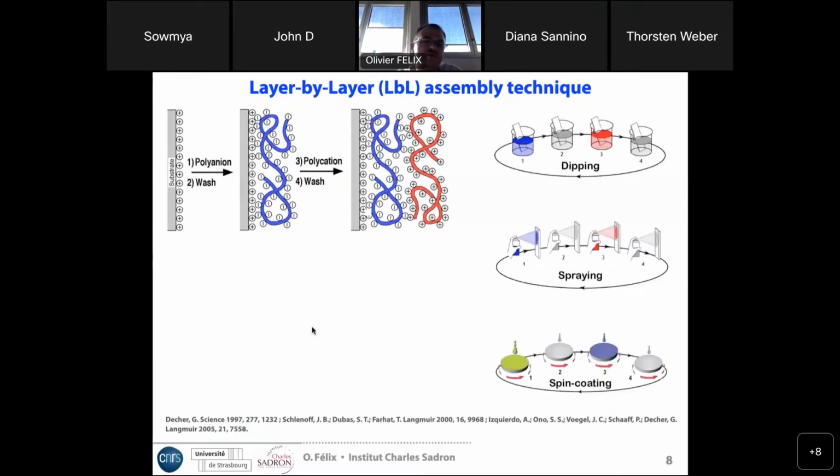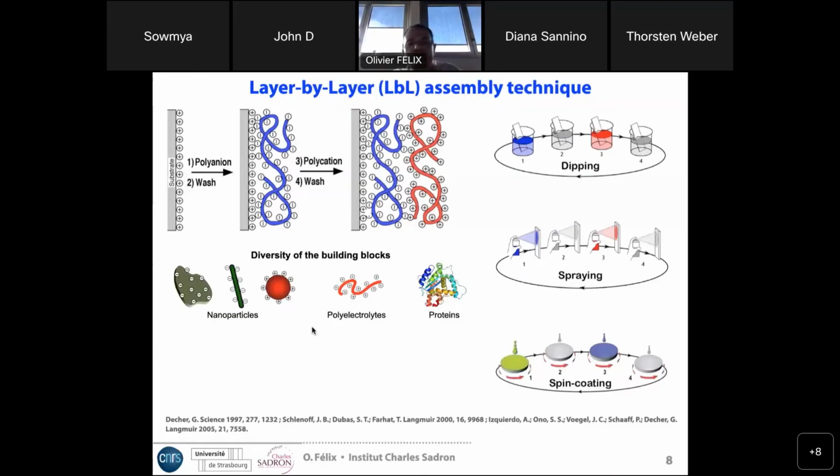Here you have three methods that can be used for doing LBL assembly. You have the dipping, that means you will just dip a substrate into a solution. The second one is spraying, that means you will spray the solution onto a receiving surface, and spin coating, it's just a rotating substrate on which you will deposit, of course, drops of your solutions.